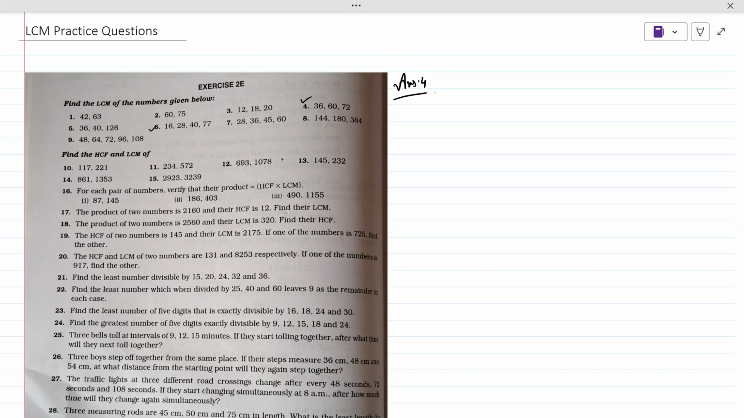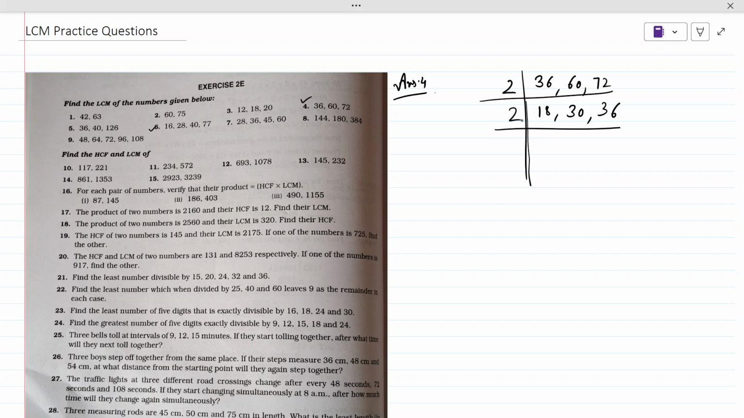So let's do it. Since we have to find the LCM and it is not mentioned which method to use here, I am going to use the division method. Okay, so let's do this. We have 36, 16, 72 and all are even numbers, which means we can start with 2 here. We have 2 into 18, 30, 36.